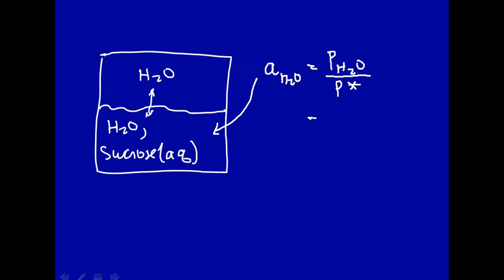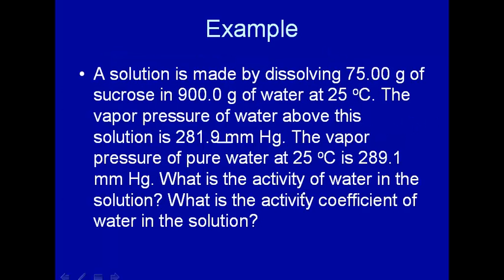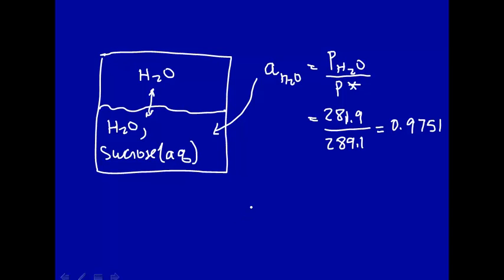All right, given in the problem, the pressure above the solution is 281.9 millimeter mercury, and the vapor pressure of pure water is 289.1. So the activity of water in the solution down here is 0.9751. Okay. So what is the activity coefficient of water in the solution? That's a little more challenging problem.